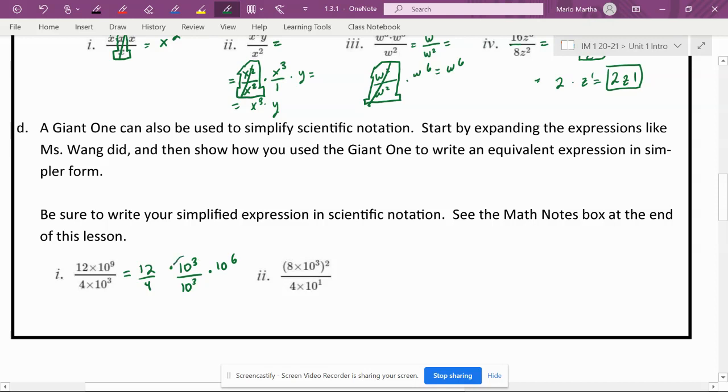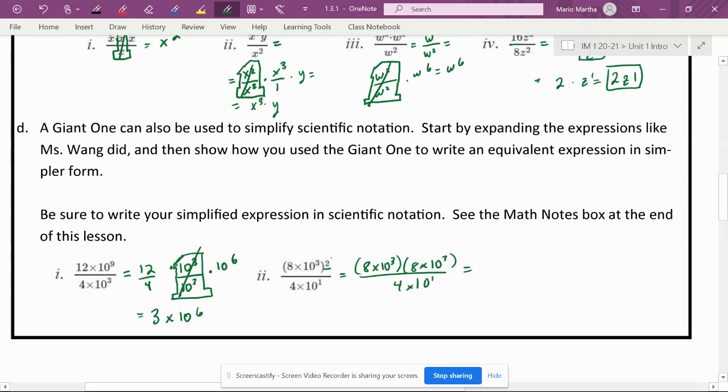So this is our giant one right there. And then 12 divided by 4, that's 3, and then times 10 to the 6, which was this thing that was left over, right? The number with the exponent. And then on the next one, if you notice, we have an exponent outside, so we have to do that first. So this is going to be 8 times 10 to the third times 8 times 10 to the third over 4 times 10 to the first power.